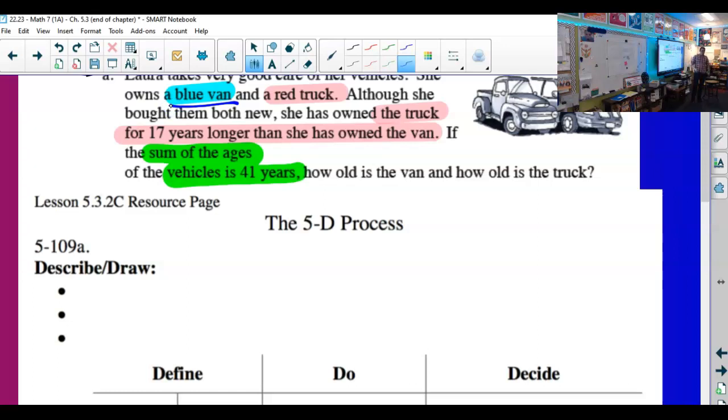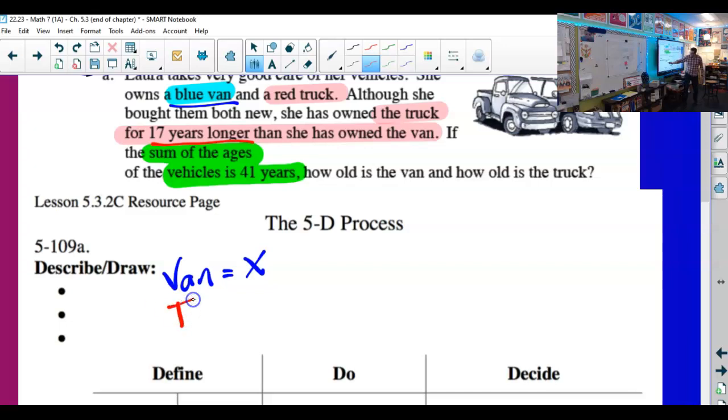Oh, the vehicle is 41 years. No, that's the sum of them. Guys, the van, we don't know anything about. So if we don't know something, x, v, whatever you want, make it a variable. I'm going to make it x just because that's what we're used to. What do we know about the truck? It's 17 years older, right? If she's owned it longer, that means it's older, right?